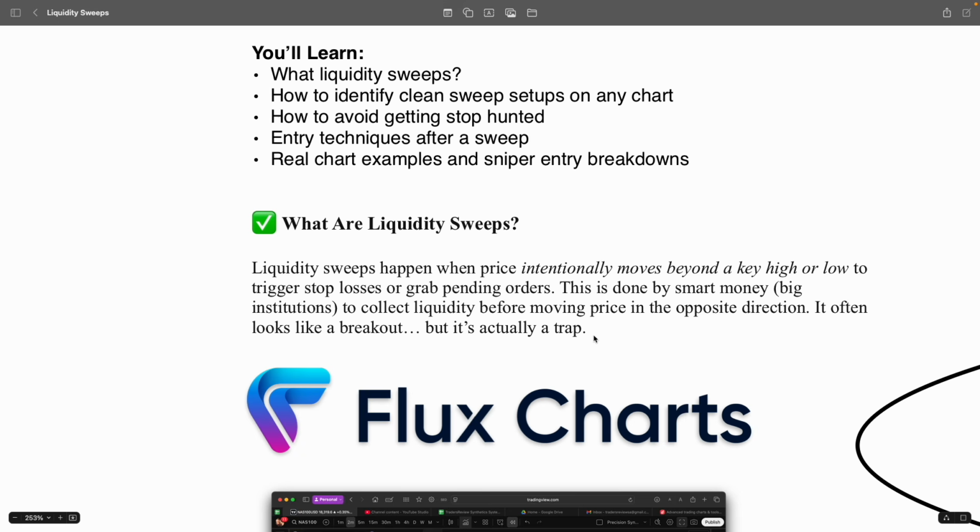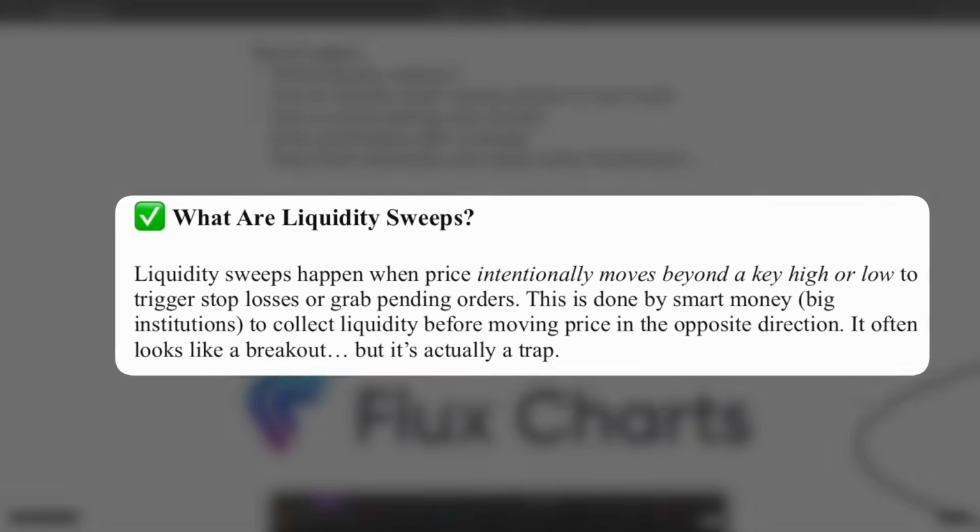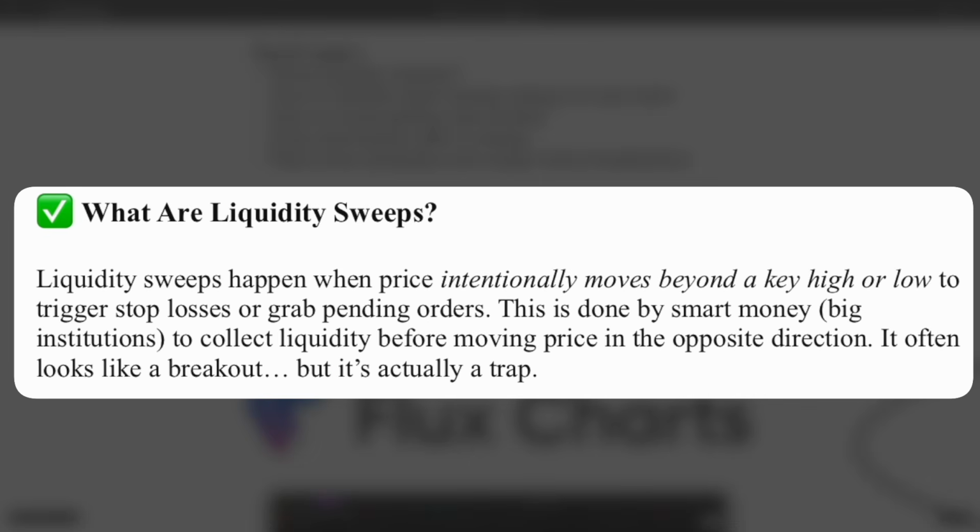Now what are liquidity sweeps? Liquidity sweeps happen when price initially moves beyond a key high or low to trigger stop losses or grab pending orders. This is done by smart money, the big institutions, to collect liquidity before moving price in the opposite direction. It often looks like a breakout, but it's actually a trap.